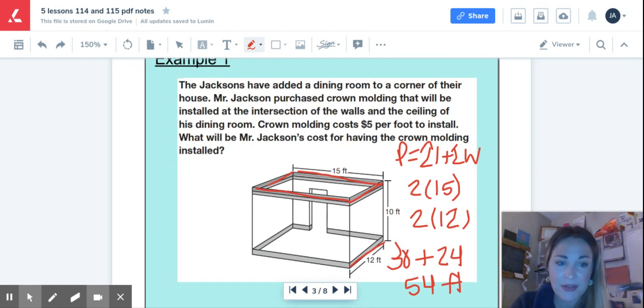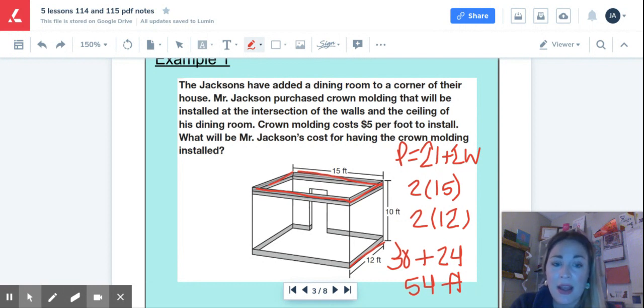This is not your answer. Go back and read what exactly they're asking for. They're asking what will be Mr. Jackson's cost for having the crown molding installed. So this is important information that we've arrived at, 54 feet, but that's really not what they're asking. They're asking how much will it cost. It costs $5 per foot to install.